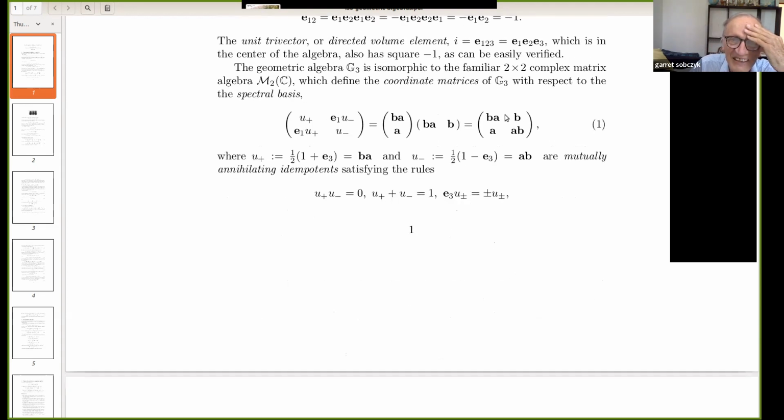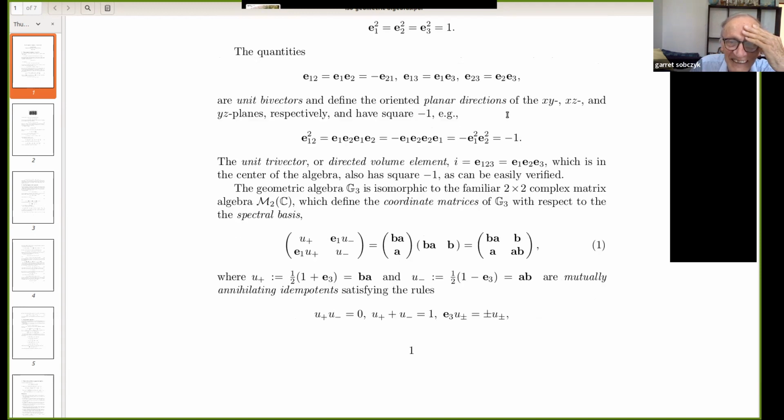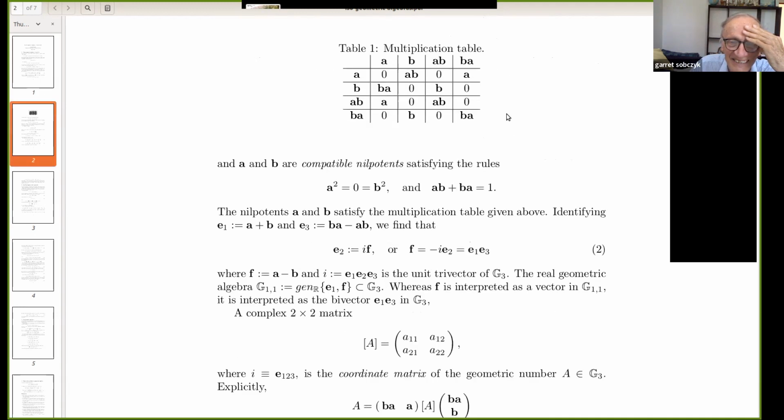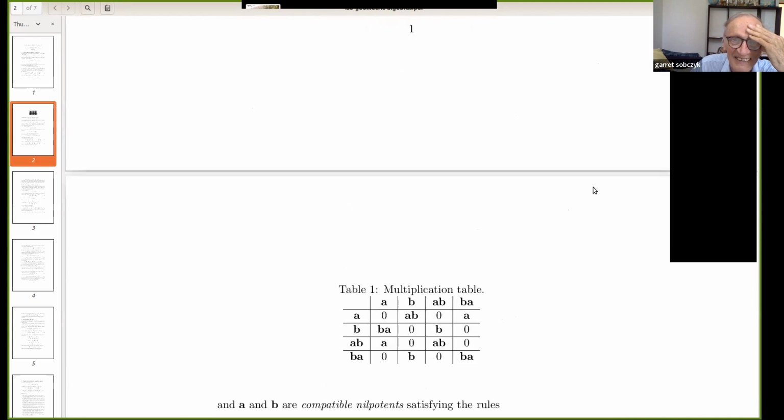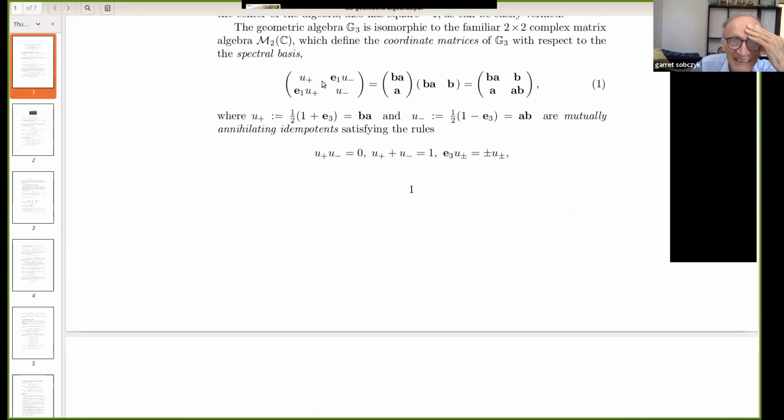So, well, you can see, let's see, where is it? Where do I have that? Okay, here you have it. So you have A11 times U plus. U plus is right here, you see. So U plus corresponds to BA. That's the matrix of U plus is 1, 0, 0, 0. That's why we keep to just 2 by 2 matrices, it is the simplest case here.